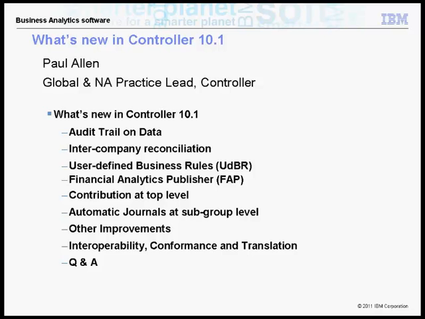So as we just discussed, I will be running through with you today the key enhancements with the new Controller 10.1 product, which came out a few months ago. These are the headlines really: audit trail on data, intercompany reconciliation, UDBR, which stands for user-defined business rules, some changes to FAP, contribution at top level, automatic journals at group level, some other improvements, and the normal conformance improvements that come with every release. And we're going to work through those in a little bit more detail now.